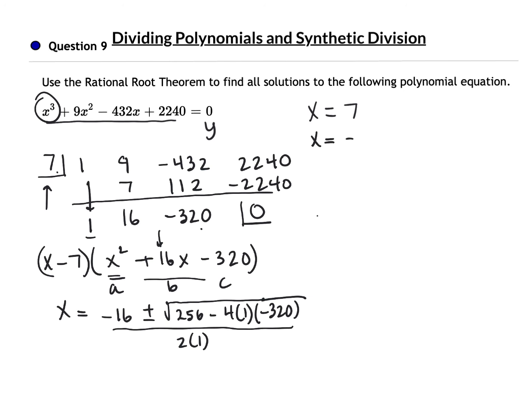X equals negative 16 plus or minus. I'm going to plug this whole thing here in the calculator. That way I can immediately jump to just the square root and save some space. The square root of, it ended up being 1,536 because the double negative was plus, all over 2. Question is what to do with that.